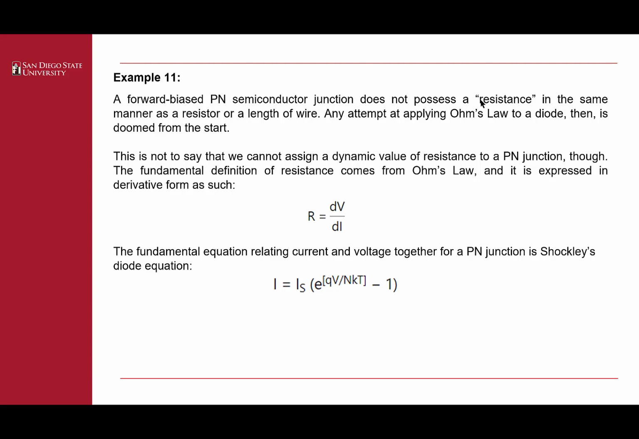The fundamental equation relating current and voltage together for a PN junction is Shockley's diode equation, which is I equals Is times e to the qV over nkT, minus 1. So if you are not familiar with PN junctions, semiconductors or diodes, do not worry. Just try to understand the changing nature of these relations and interrelated terms.